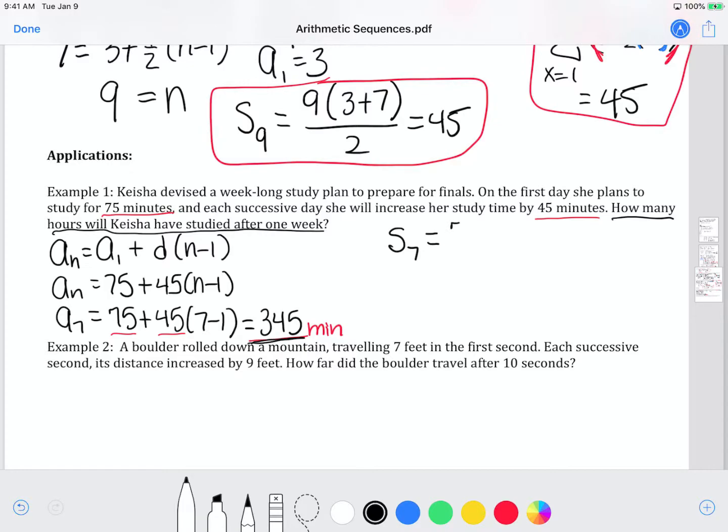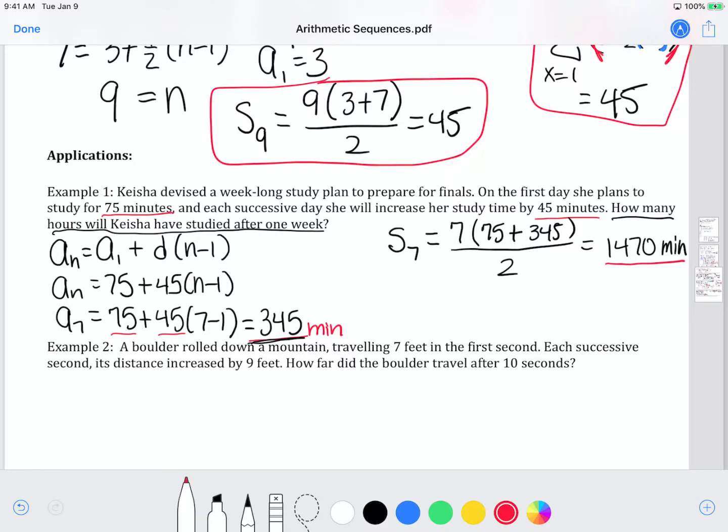So when we plug that into our formula, we have N is 7, so I have 7 times, and then A1 is 75, plus A7 is 345, and then you divide by 2. So when you put that in on the calculator, you get 1,470 minutes. So the whole week, from day 1 to day 7, she studied a total of 1,470 minutes.